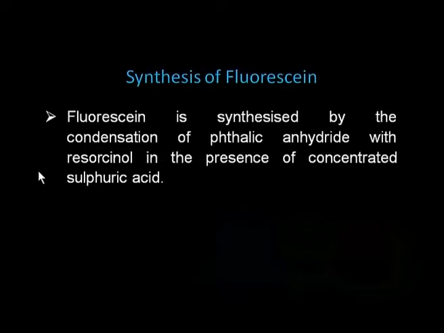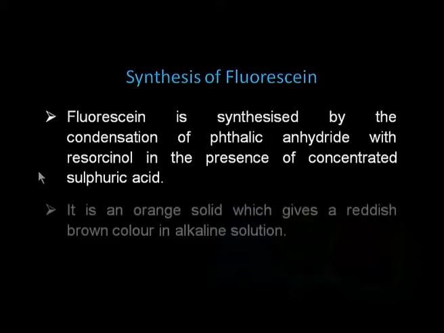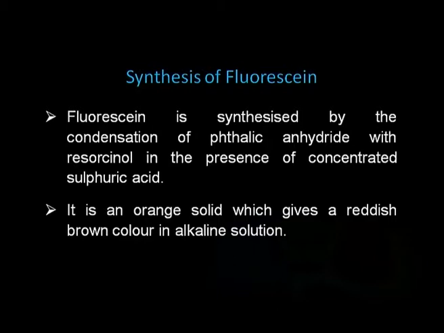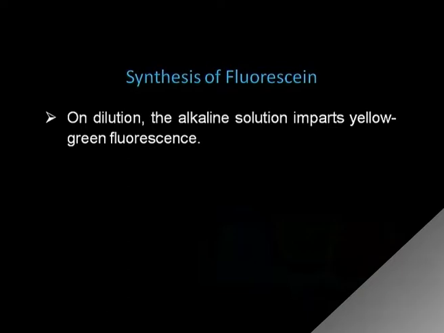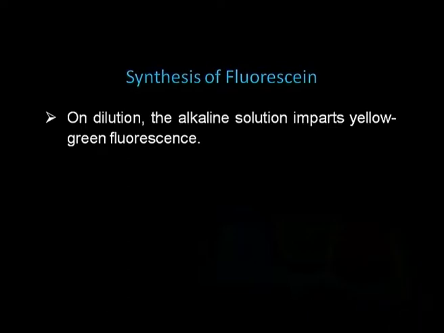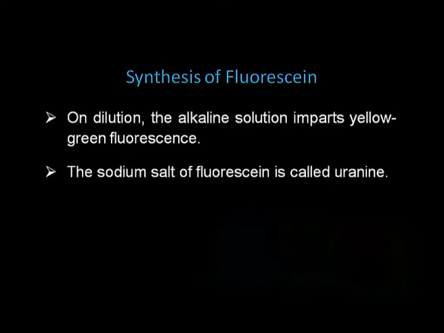Fluorescein is prepared by the condensation of phthalic anhydride with resorcinol in the presence of concentrated sulfuric acid. It is an orange solid which gives a reddish brown color in alkaline solution. On dilution, the alkaline solution of fluorescein imparts yellow green fluorescence. The sodium salt of fluorescein is also called uranine.